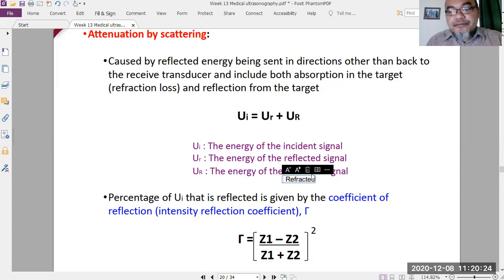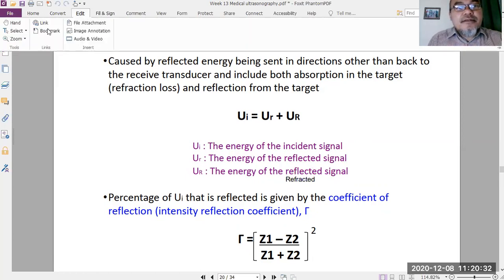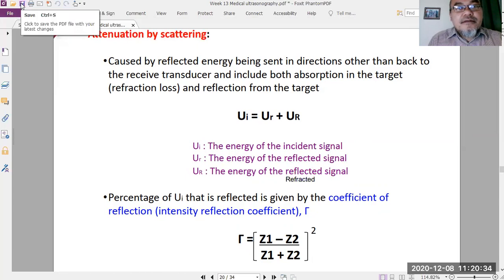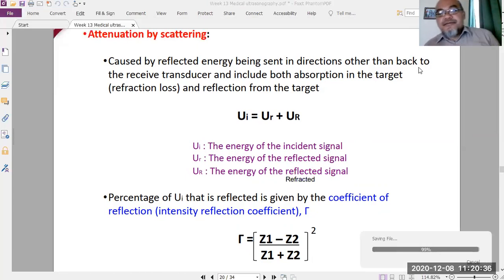Okay. Instead of refracted, yeah. Okay. Then can be. We'll save this. No further.